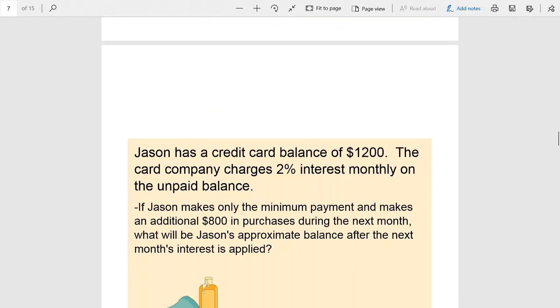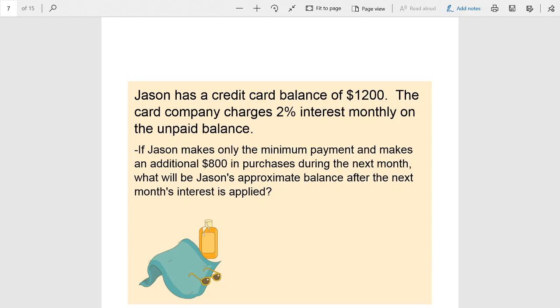So with the same situation, if he makes the next month only the minimum payment and makes an additional $800 in purchases, what will be his approximate balance after the next month's interest is applied? Well, the reason that we're saying approximate is because depending on when he made those purchases, he may not have that 2% interest on it or not. We don't actually know. So we're going to make a range. We're going to say it's going to be about this amount.